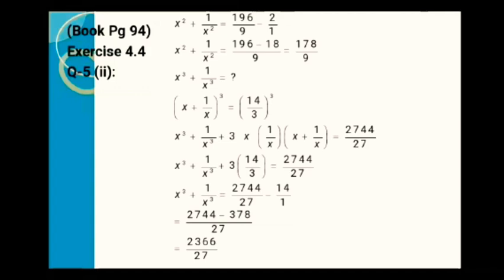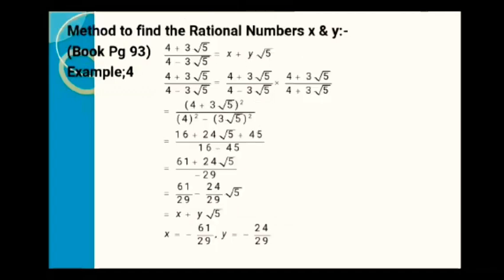Again we will repeat the same procedure. 14 will be shifted from left to right and will become a negative value, and we will convert it into a fraction. Taking LCM, you will simplify and get the answer. So the value of x cube plus 1 over x cube is 2366 divided by 27. This is the way to evaluate.